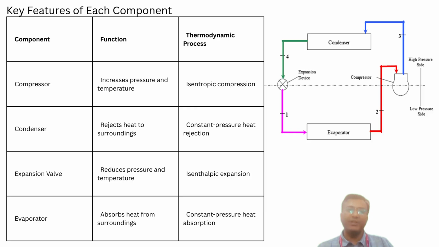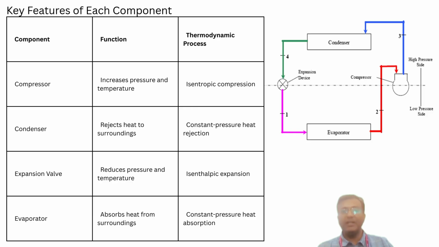Third, the expansion valve, which reduces the pressure and temperature through isenthalpic expansion, which means enthalpy remains constant. The high pressure liquid becomes a cold, low pressure liquid vapor mix, which is ready to cool. You can take the example of spraying a mist that instantly chills. It's a quick, efficient drop.